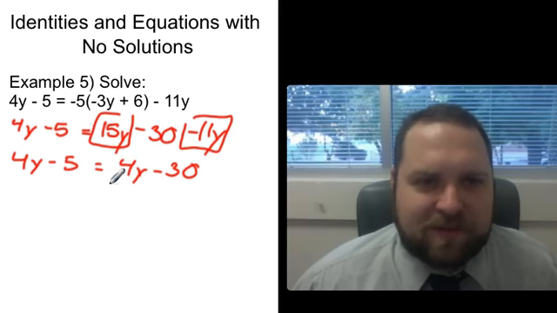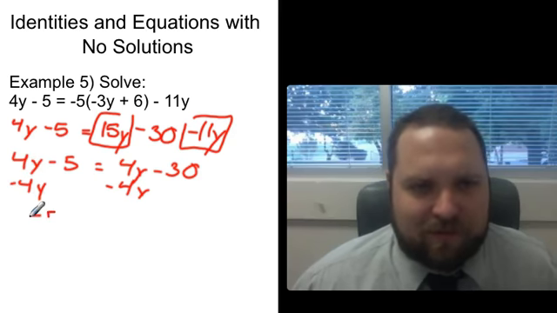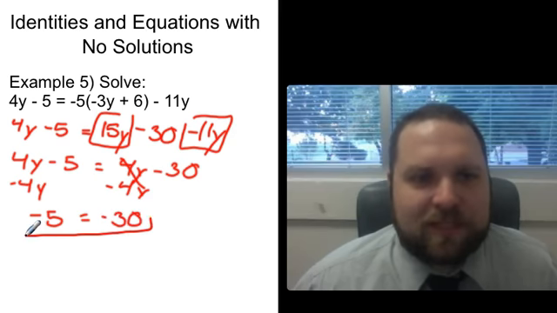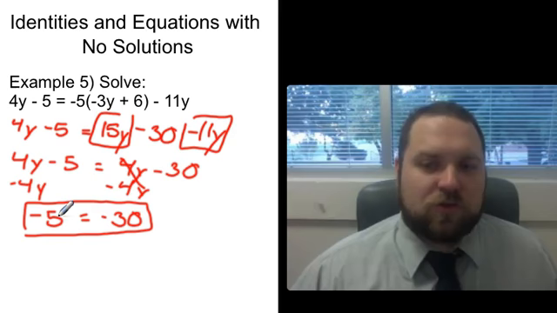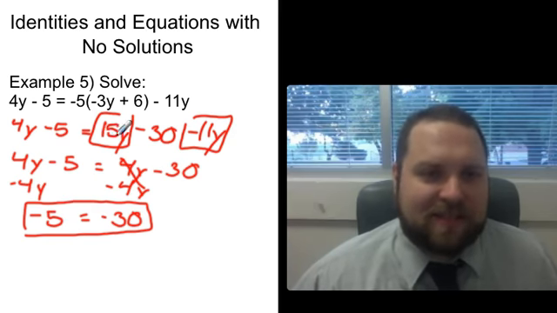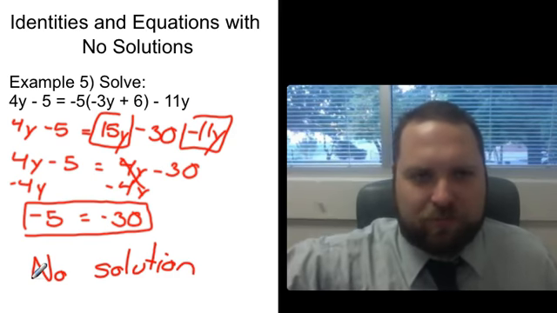I'm going to gather my variables. They're the same size, so I'm going to eliminate from the right-hand side, because 4y minus 4y is 0. Those go away, leaving me with negative 5 equals 4y minus 4y. Those cancel out, so that leaves me with negative 30. My variables have completely eliminated each other. They're gone, and I'm left with a statement that is not true. So what this means is that it doesn't matter what number I put in for the variable, this equation will never be true, which means there is no solution. There is no number I can ever find that will make this equation true.